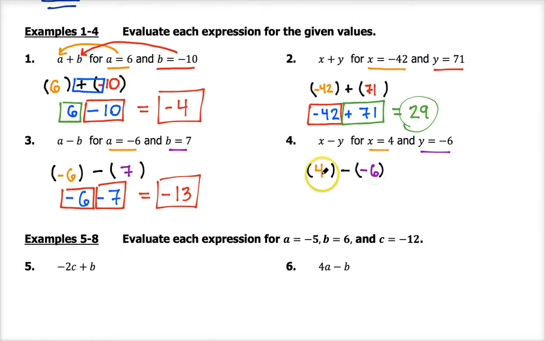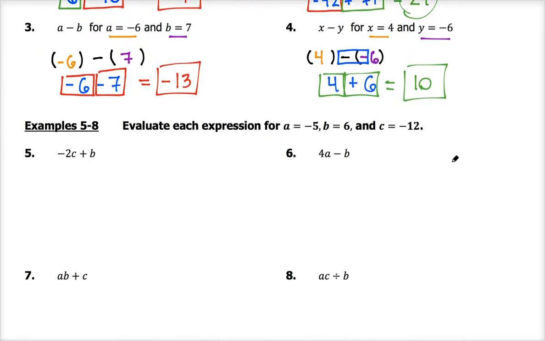So the problem becomes this, 4 minus negative 6. I see a double sign in this one, so I need to change this minus minus to a plus. So now this is 4 plus 6, and hopefully you all know that 4 plus 6 is positive 10.